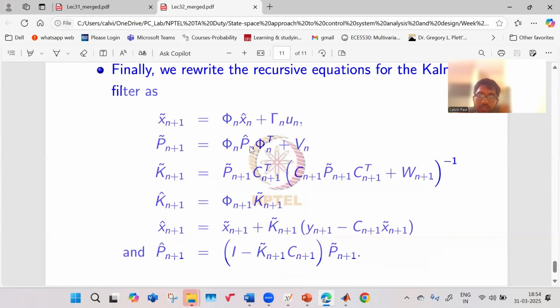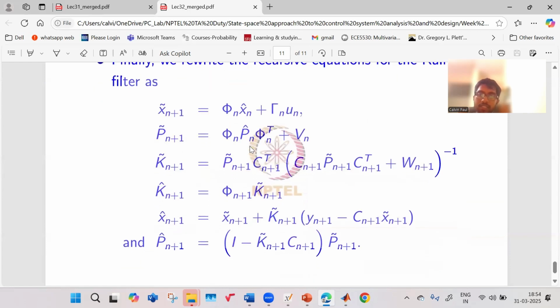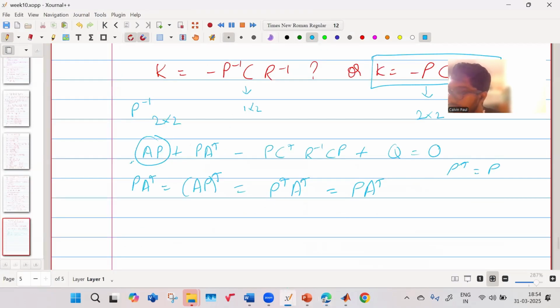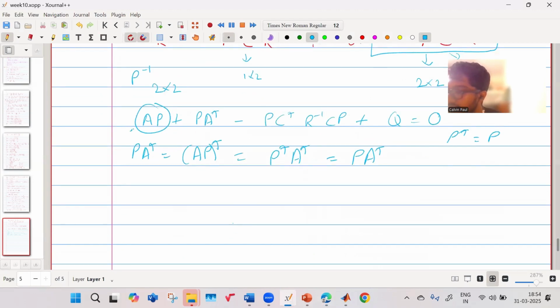Okay, this is the form of equation. So this is the final discrete time Kalman filter equation. Let us go over it one by one to try to understand what it means. So we go to what is known as the discrete time Kalman filter.